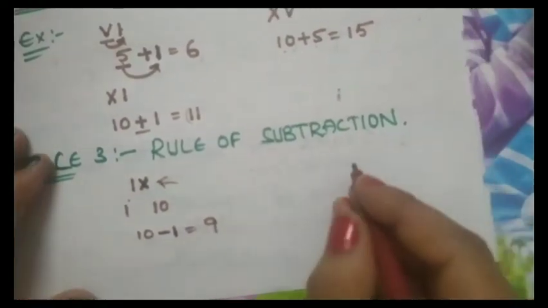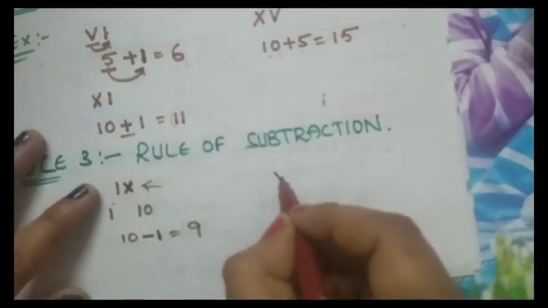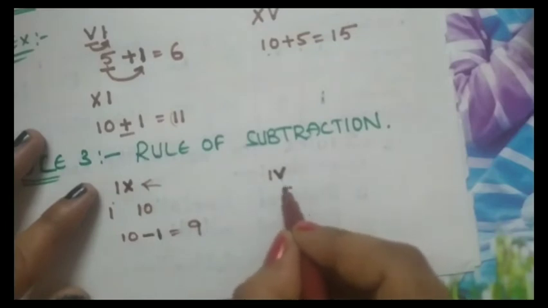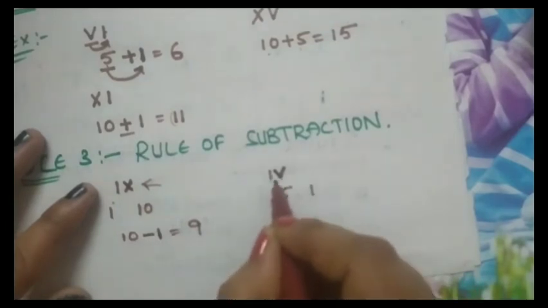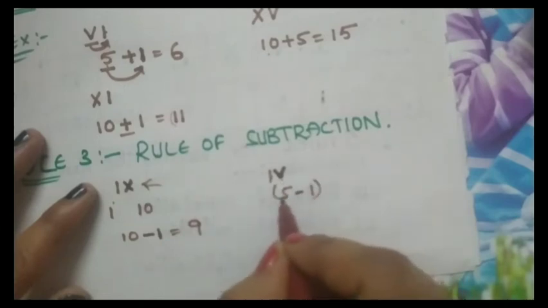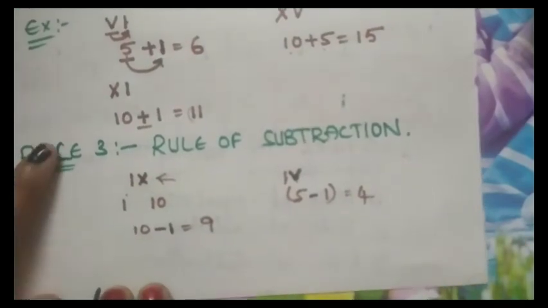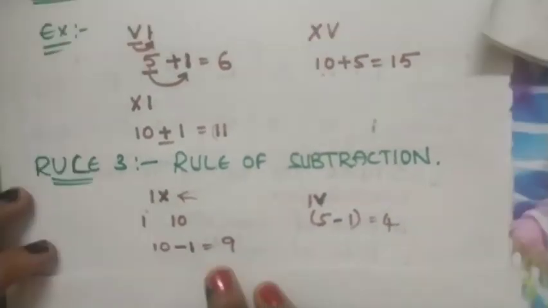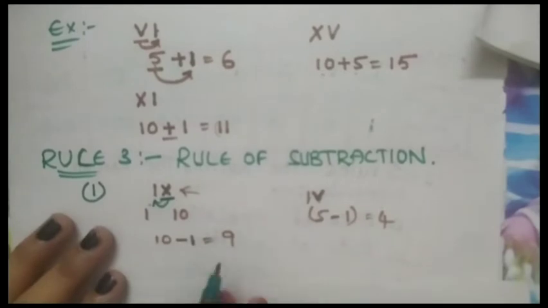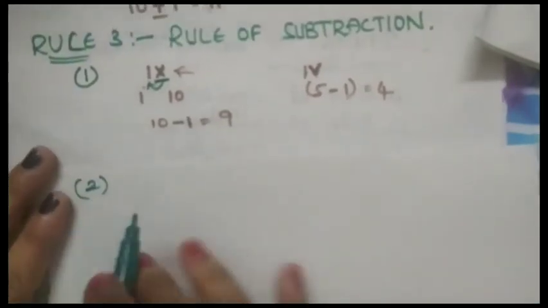One more example. IV. V means 5 and I means 1. So 5 comes after I, so we have to do subtraction. 5 minus 1 is 4. This is the rule of subtraction. This is the first one. Now the second one.